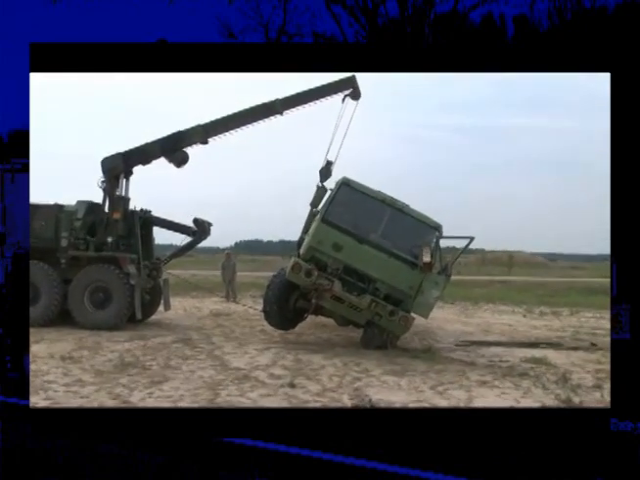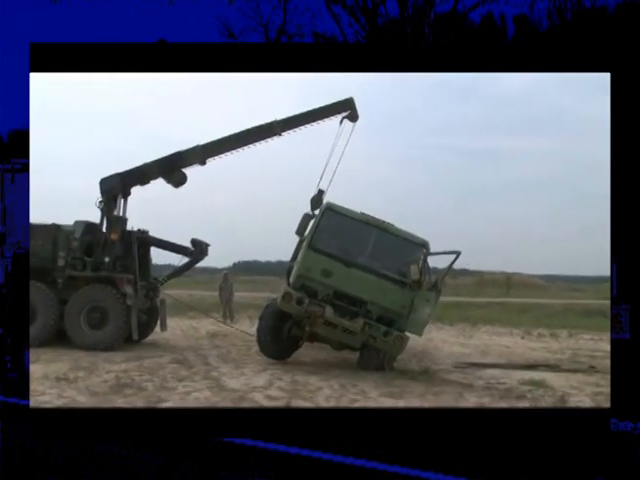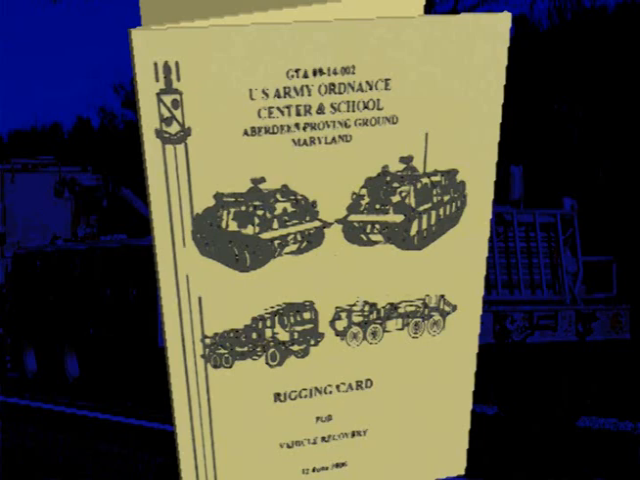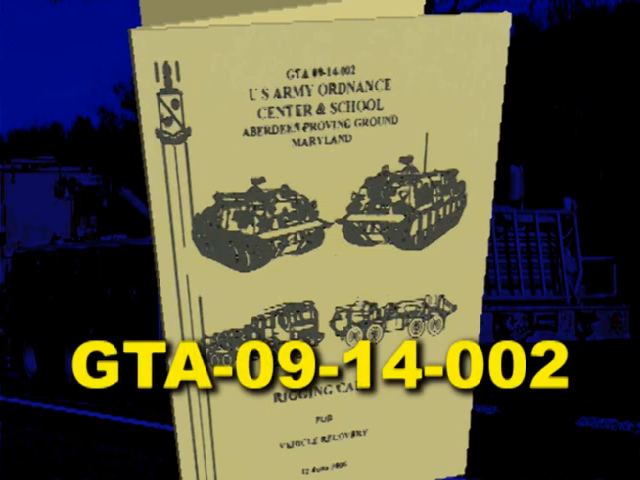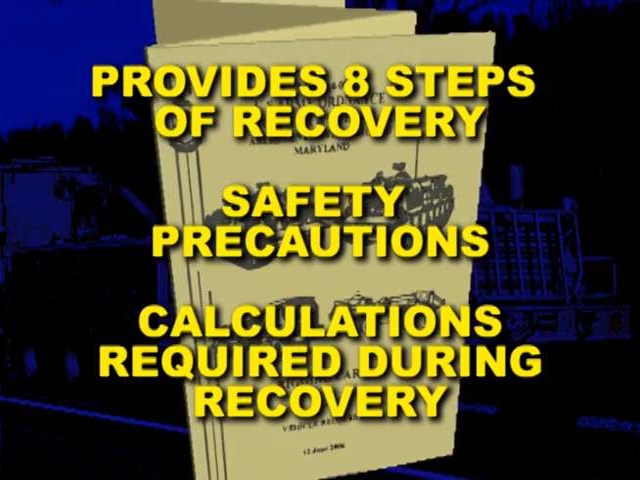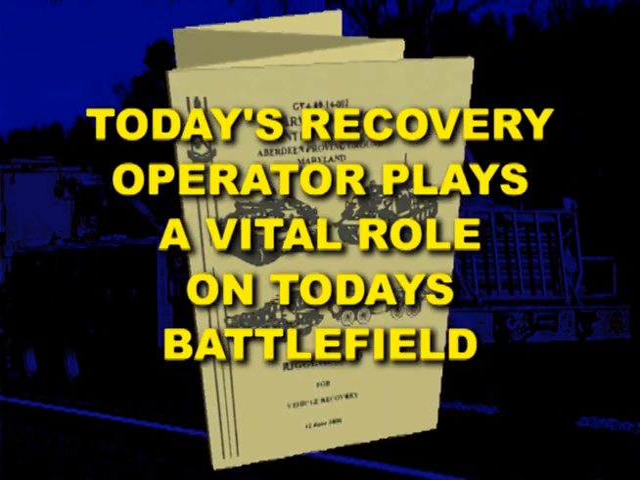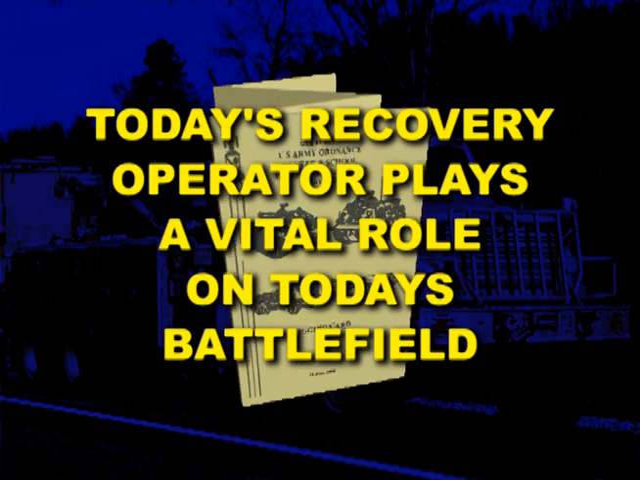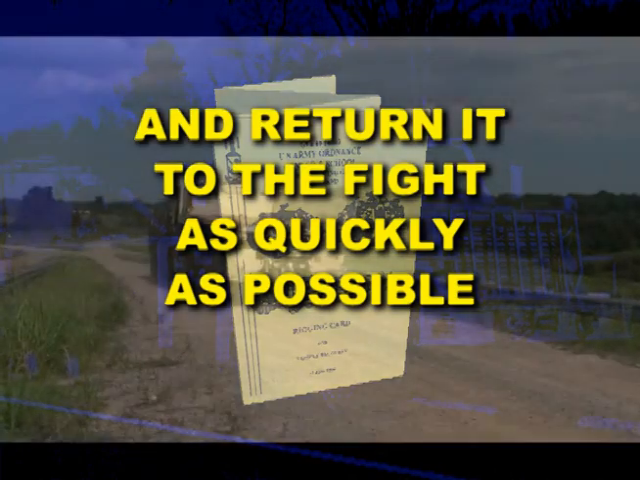The final step of the recovery process is you are ready. At this point, you can safely recover your disabled vehicle. All recovery operators should maintain a copy of the rigging card for vehicle recovery, GTA 09-14-002. It provides the 8 steps of recovery, safety precautions, and many more calculations that will be required during recovery operations. Remember, today's recovery operator plays a vital role on today's battlefield. It is your responsibility to safely recover disabled and mired equipment and return it to the fight as quickly as possible.